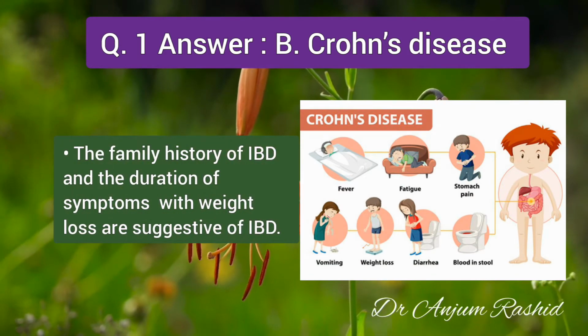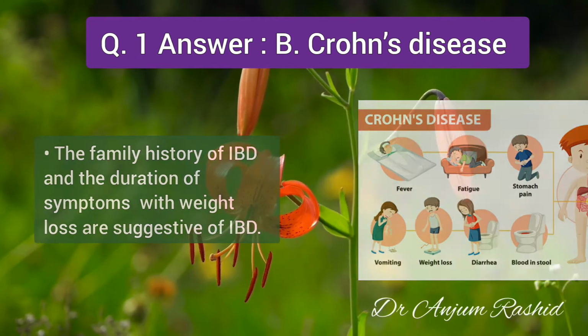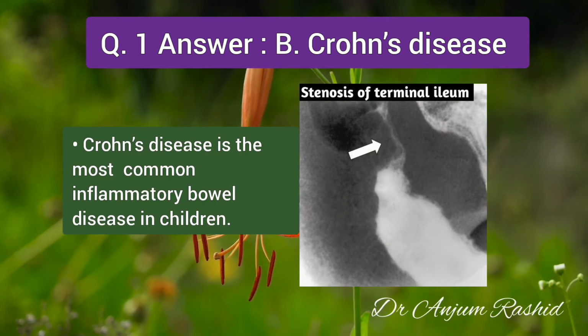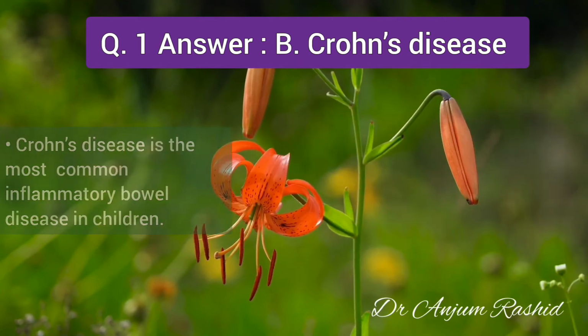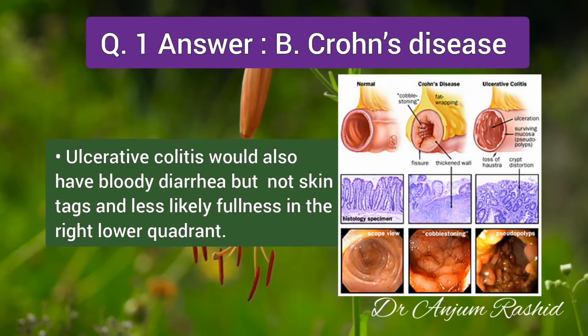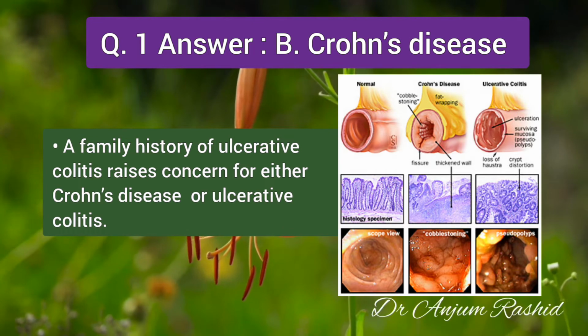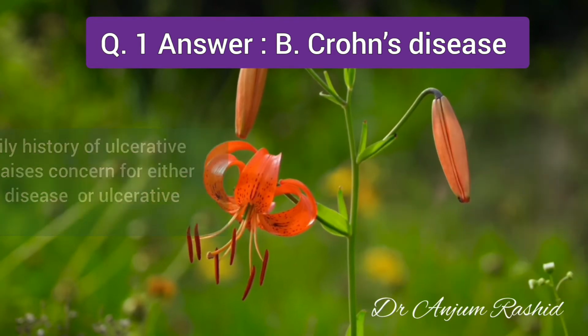The family history of inflammatory bowel disease and the duration of symptoms with weight loss are suggestive of inflammatory bowel disease. Crohn's disease is the most common inflammatory bowel disease in children. The perianal skin tag and fullness in the right lower quadrant suggest transmural inflammation and ileitis respectively, which are both associated with Crohn's disease. Ulcerative colitis would also have bloody diarrhea but not skin tag and less likely fullness in the right lower quadrant. A family history of ulcerative colitis raises concern for either Crohn's disease or ulcerative colitis.